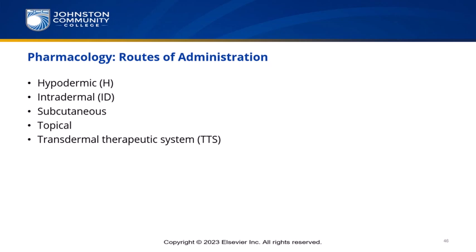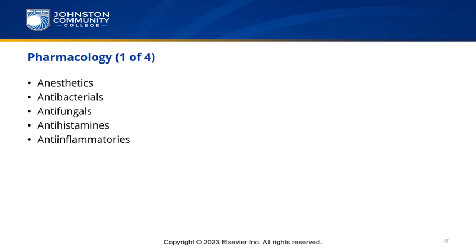Then we have topical, which is a type of drug that is applied directly onto the skin. It could be a cream, gel, lotion, or ointment. And finally, we have a transdermal therapeutic system, which delivers medication through. Remember, we have trans, which is our prefix for meaning through. So it goes through the skin by the use of a patch that allows for a specific time release of medication. Pharmacology. Anesthetic agents are drugs to reduce pain and discomfort.